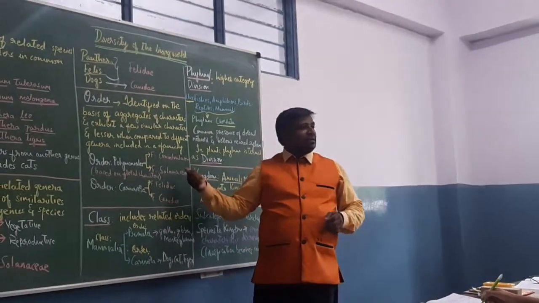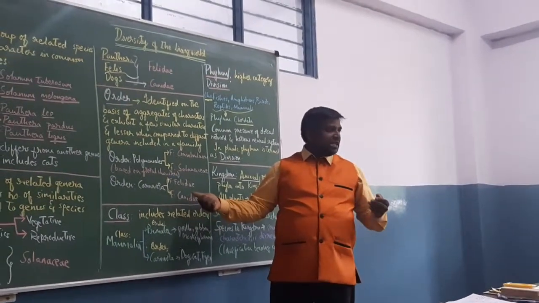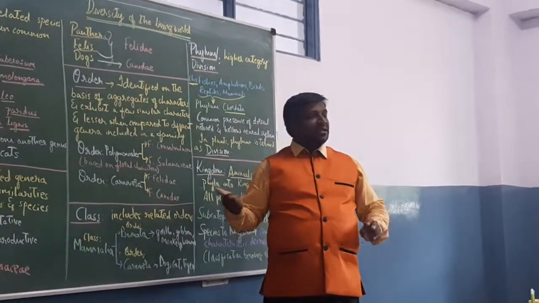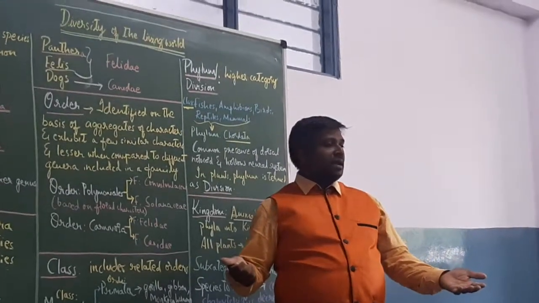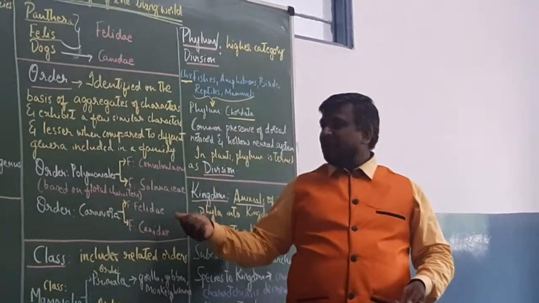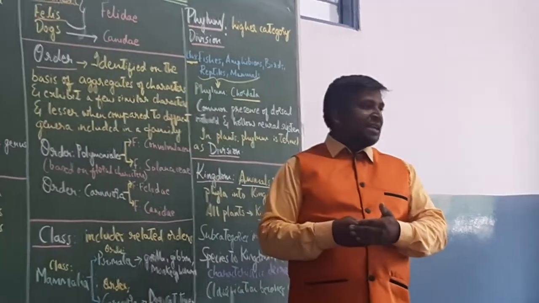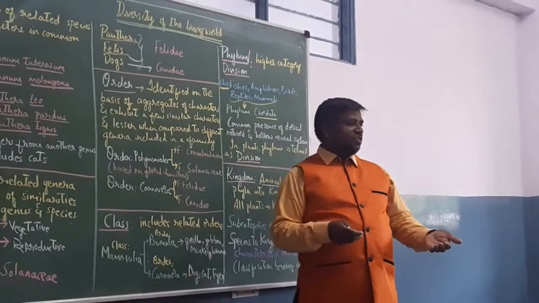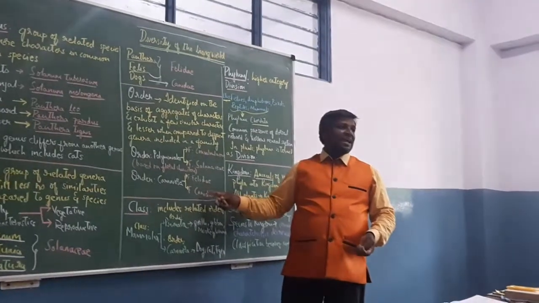So what are they? Felidae and Canidae. The family Felidae includes the genera Felis and Panthera. Canidae includes dogs, wolf, fox, bear. All of them come under canines and felines. So remember, two different families, but they have some common characteristics. As the name indicates, what is their mode of nutrition? Carnivorous nutrition. So the order Carnivora includes Felidae and Canidae.